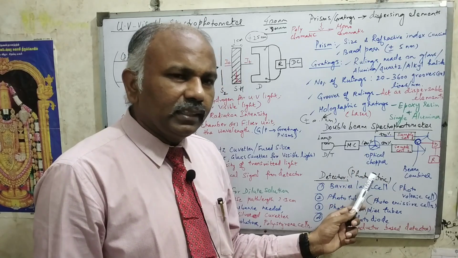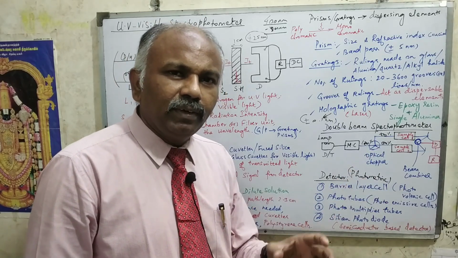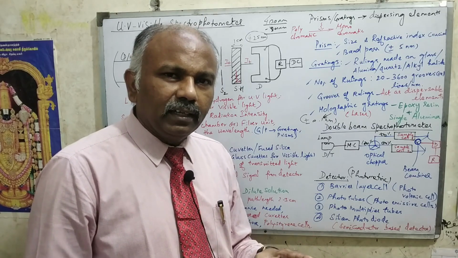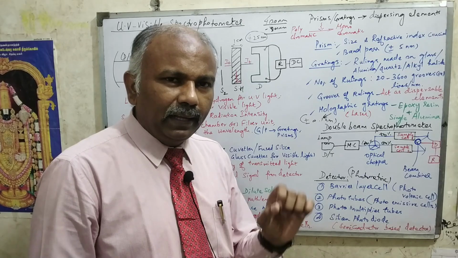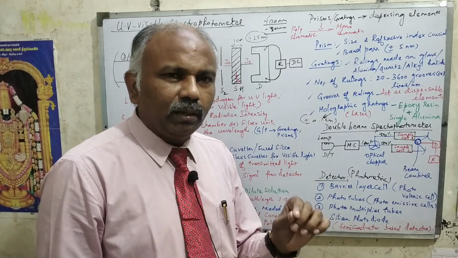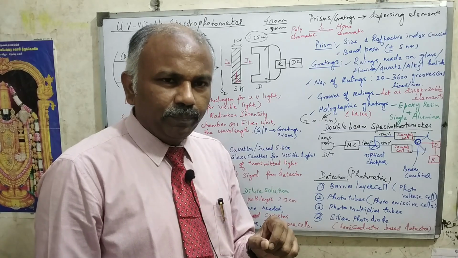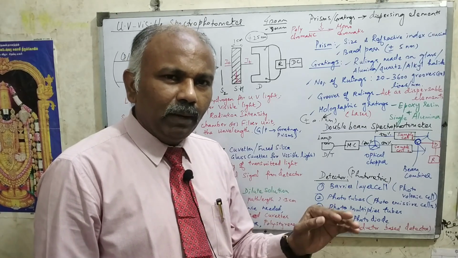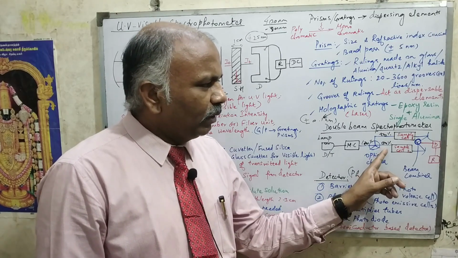Why are we doing this? If you do it in this manner, it is not necessary to adjust every time for the blank as well as for the sample. When we keep the blank, which is an inert solvent, it should not absorb any radiation. When you keep the blank, the absorbance should be 0. After that you remove the blank, keep the sample and record the reading. So why are we doing it like this?